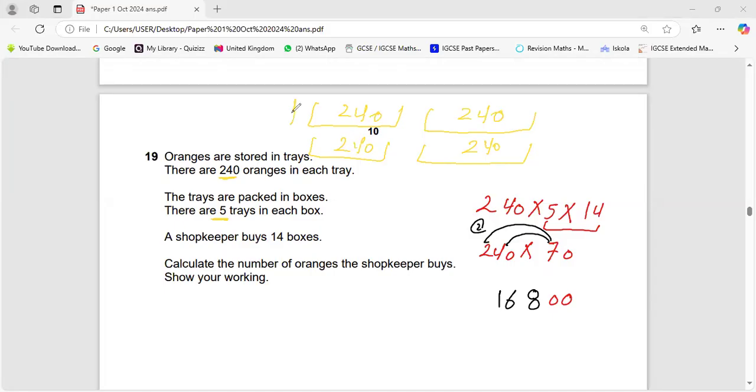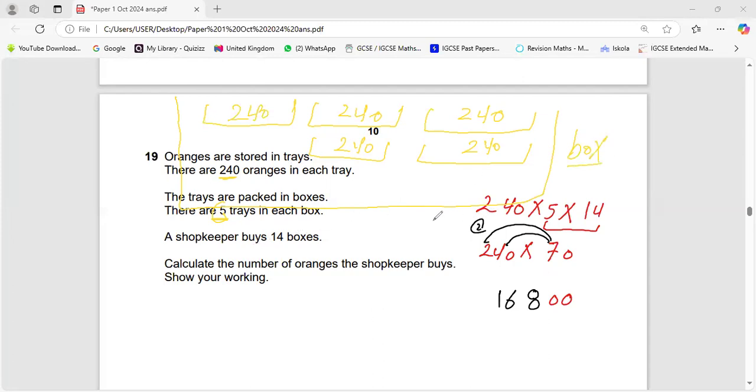Another 5 again. There are 5 trays in each box. We have 5 and we have 5 trays. There is a 5 in each box. How many oranges? Here is a box, a large one like this one. The box contains 5 trays. How many oranges? We have 14 boxes.